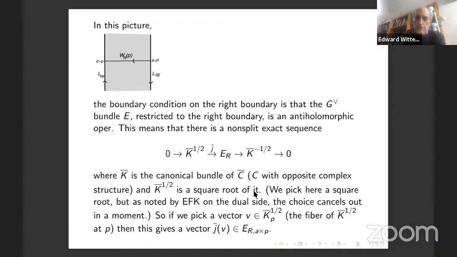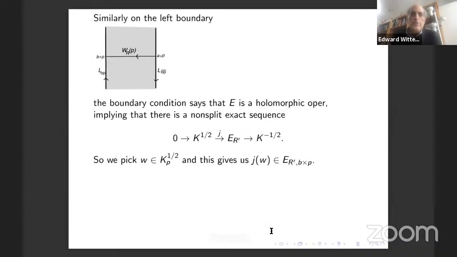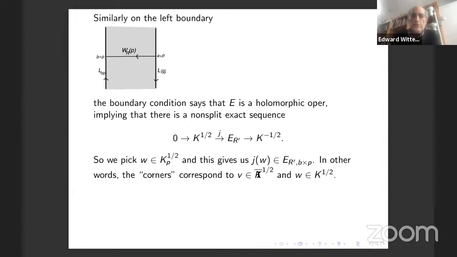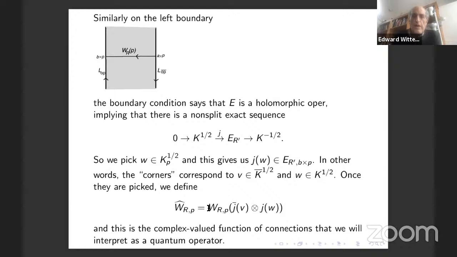Here we're picking a square root, but as EFK noticed, this choice cancels out in a moment. So if we pick a vector V in K bar to the 1/2, we get a vector J bar of V in the fiber of E sub R. Similarly, on the left boundary, the boundary condition says that E is a holomorphic pair, implying that there's a non-split exact sequence. I left out, this goes to 0 on the right. So we pick W in K to the 1/2, and that gives us J of W in this vector space. In other words, the corners we need in the picture are elements V of K bar to the 1/2 and W of K to the 1/2. Once they're picked, we act with the Wilson operator on J bar V tensored with J of W. And that gives the complex valued function of connections that we will interpret as a quantum operator.